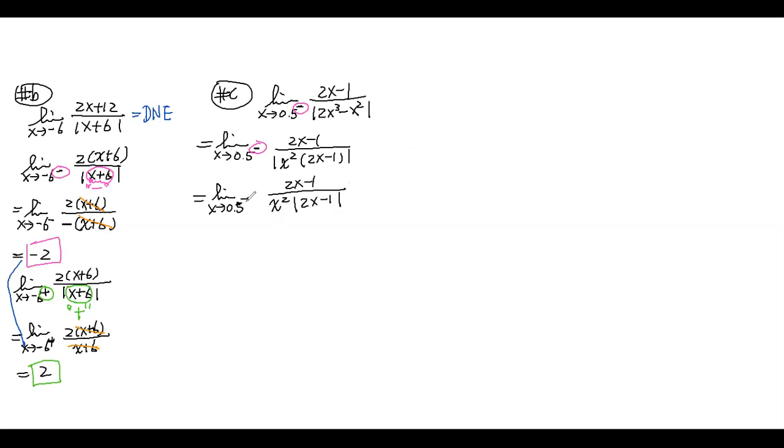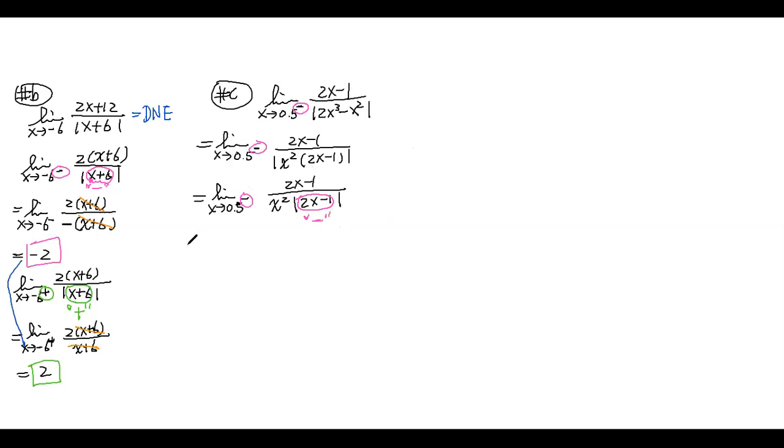Okay, now let's take a look. Because I'm going to approach 0.5 from the left-hand side, that means the value is going to be what? Going to be smaller, right? Like 0.4 or 0.45. So if it's smaller than 0.5, what happens here? Here will be always negative values, correct?